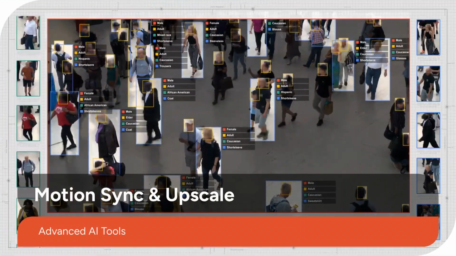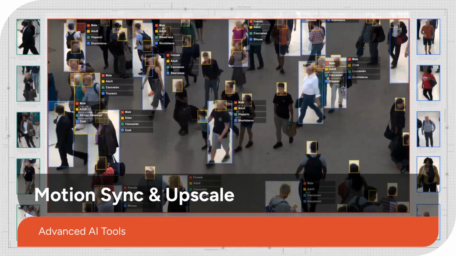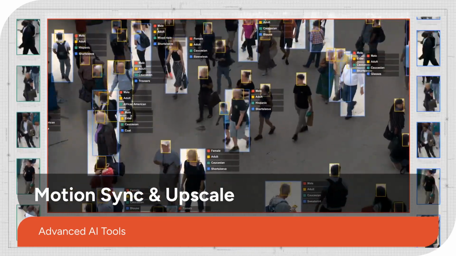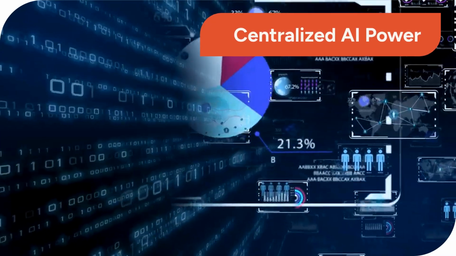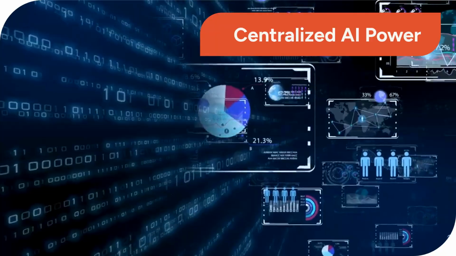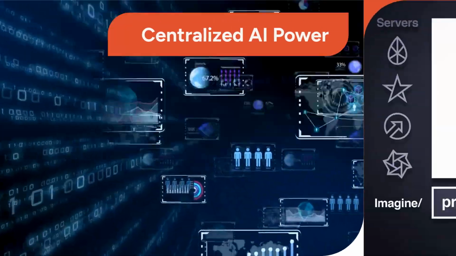We're talking about motion sync, lip sync for character speaking, video upscale for quality boost, and even automatic sound effects generation. What makes OpenArt powerful is the number of AI tools available in one place. You can do everything without ever leaving the platform.